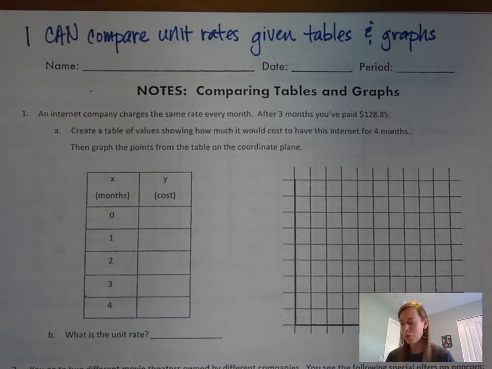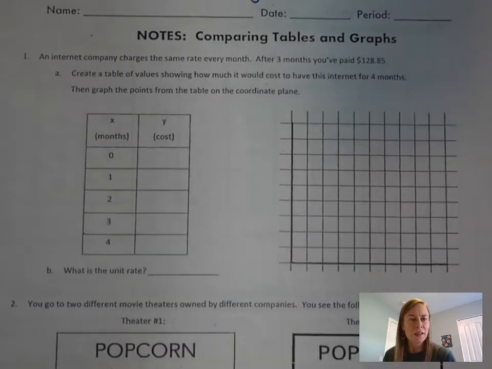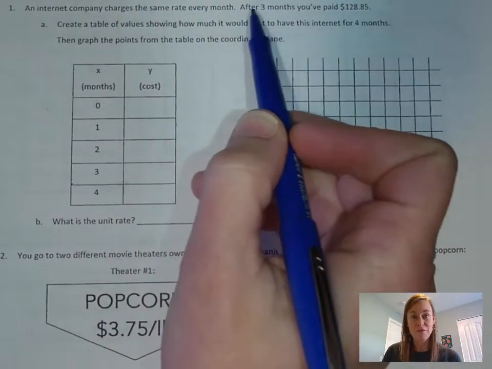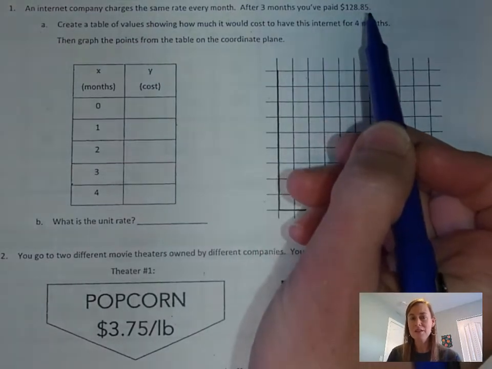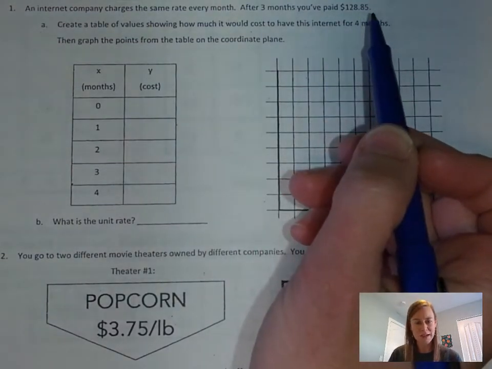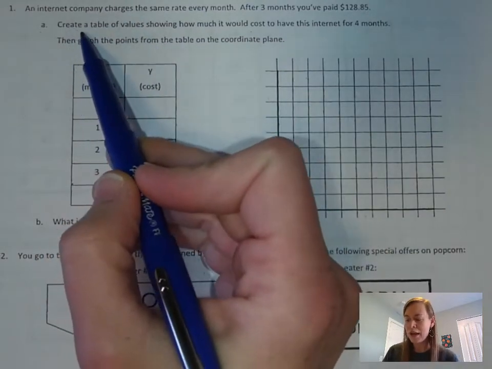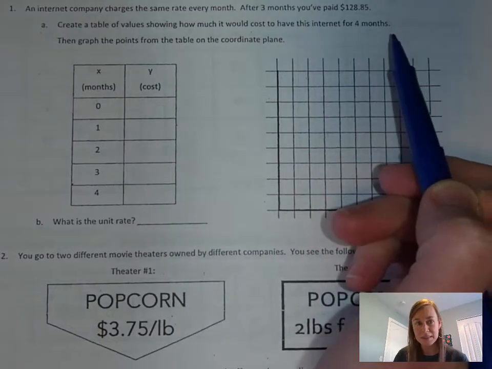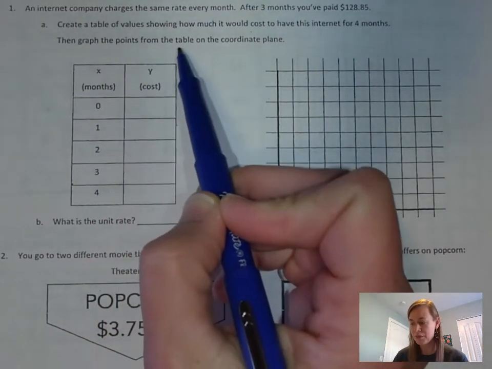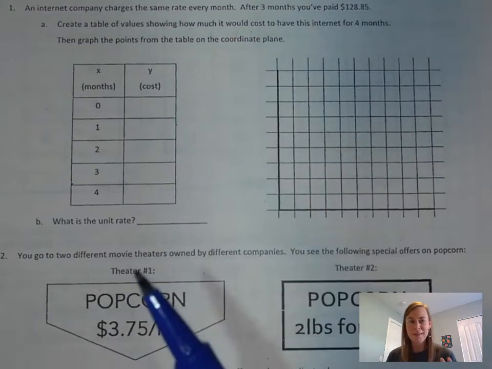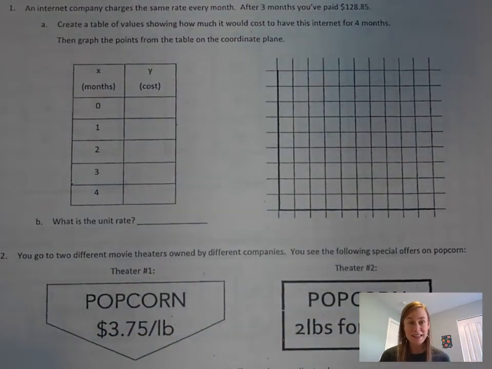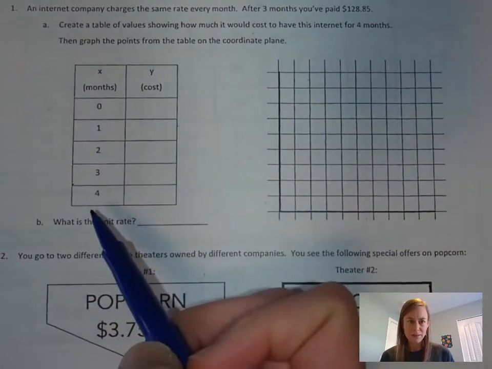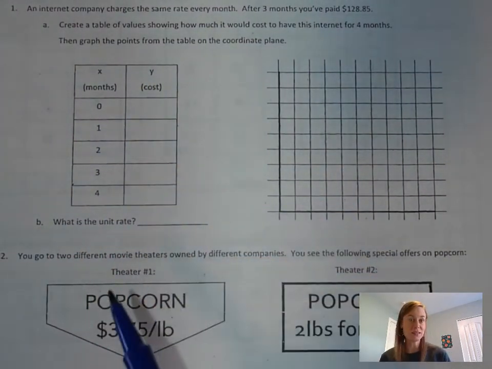Okay, let's get started with number 1 on this notes page. An internet company charges the same rate every month. After 3 months, you've paid $128.85. All right, so what do they want us to do? It says, create a table of values showing how much it would cost to have this internet for 4 months. Then graph the points from the table on the coordinate plane. All right, so let's fill out this table together. So here we have months under the X column, and under the Y column we have the cost.